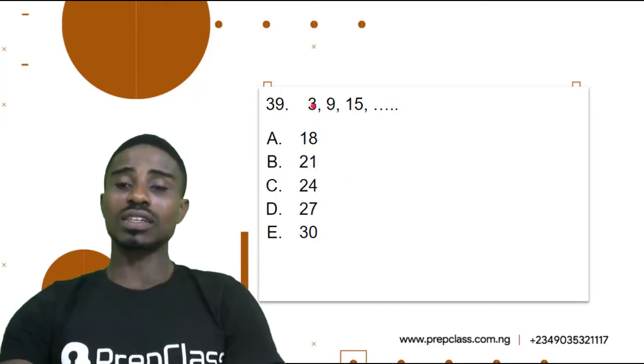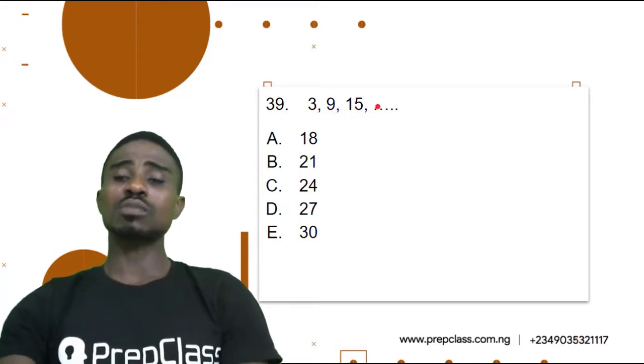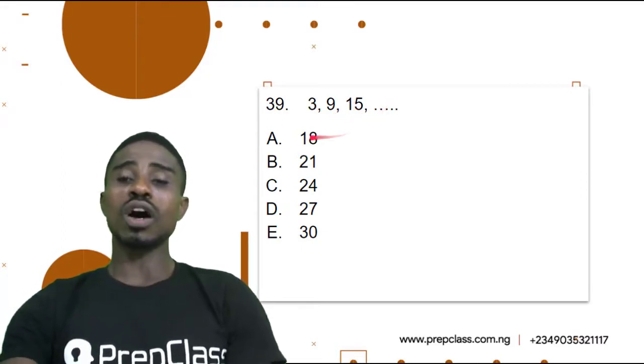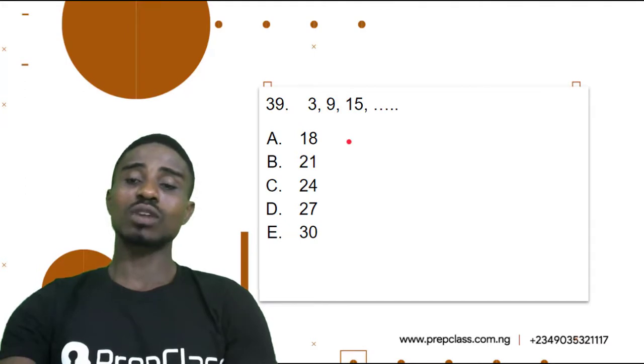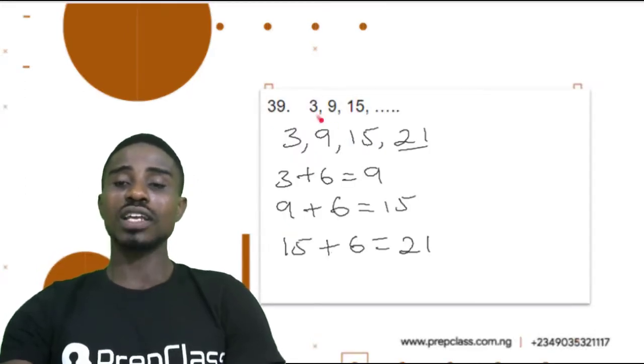We have the numbers 3, 9, 15. So how do we get this missing number? We need to analyze the sequence and see what this missing space actually is. Let's see how to go about this. So we have 3, 9, 15. So if you look at it, it's a count of 6.